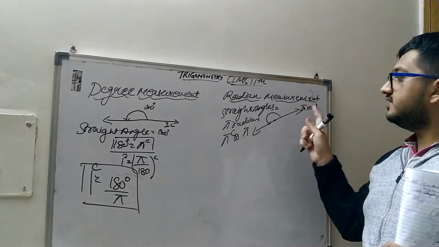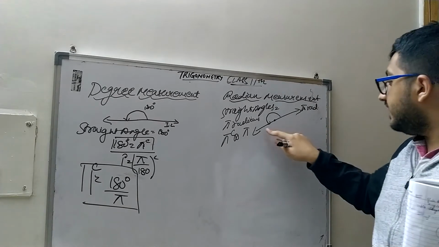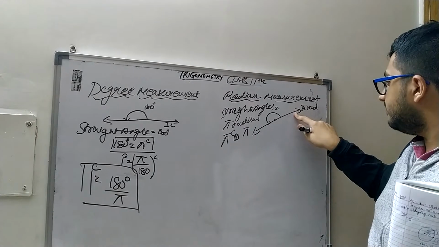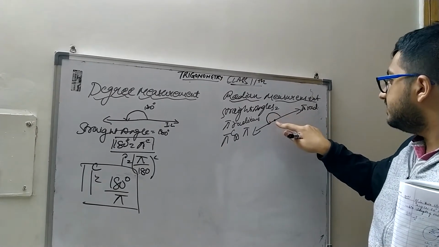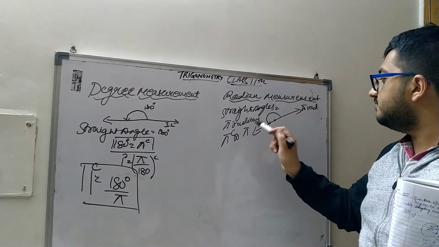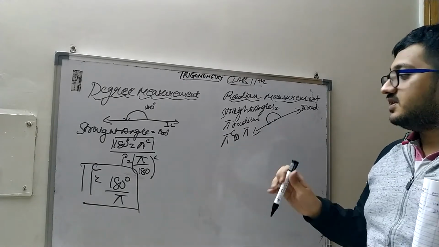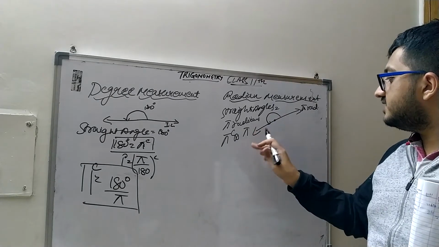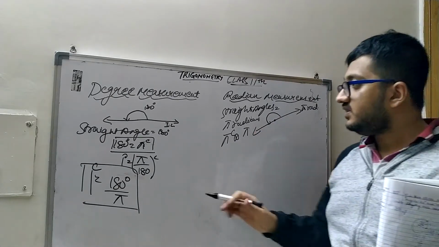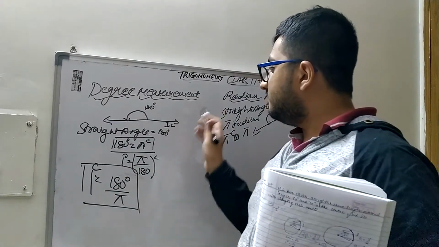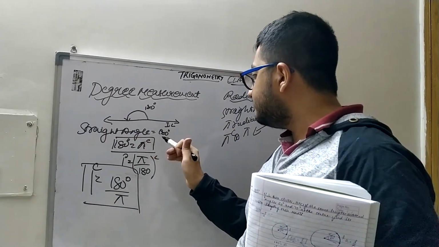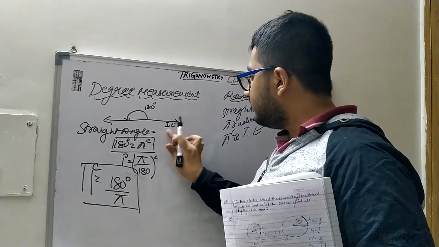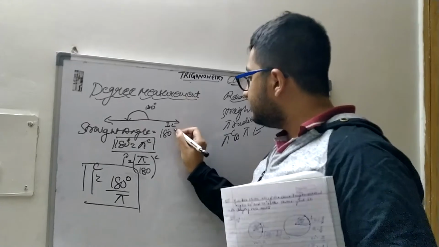In radian measurement we study the angle swept. At a straight line we form an angle of 180 degrees. Here the straight angle is equal to pi radians, or we say pi radians or pi. And in degree measurement, the straight angle is always equal to 180 degrees.